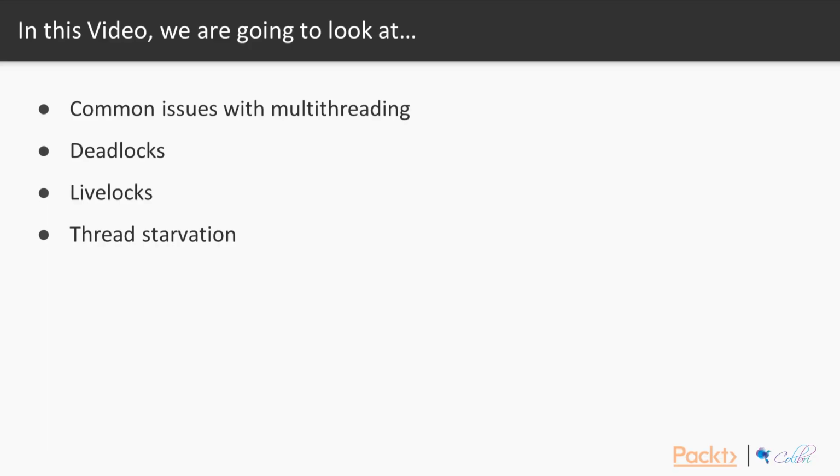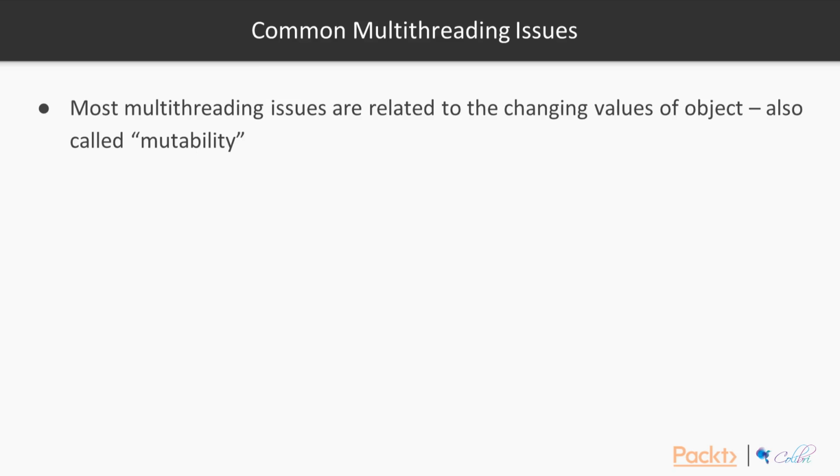In this video, we are going to look at common issues that arise in multi-threading applications, such as deadlocks, livelocks, and thread starvation. As we have mentioned already, there are a few common issues that can come up in a multi-threaded application. All of them have a small set of common reasons, and, with proper design decisions, can be avoided. Most issues in this category have to do with accessing a shared resource in order to change its value. As changing an object's value is also called mutation, these issues can be called mutability issues.